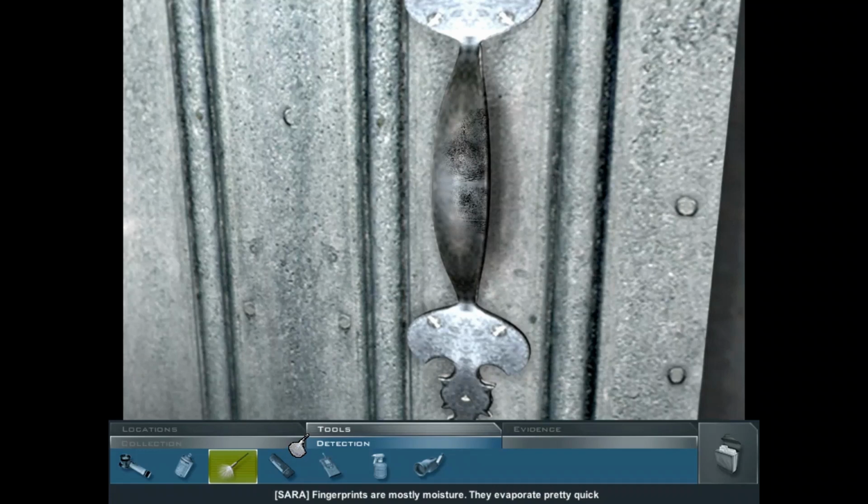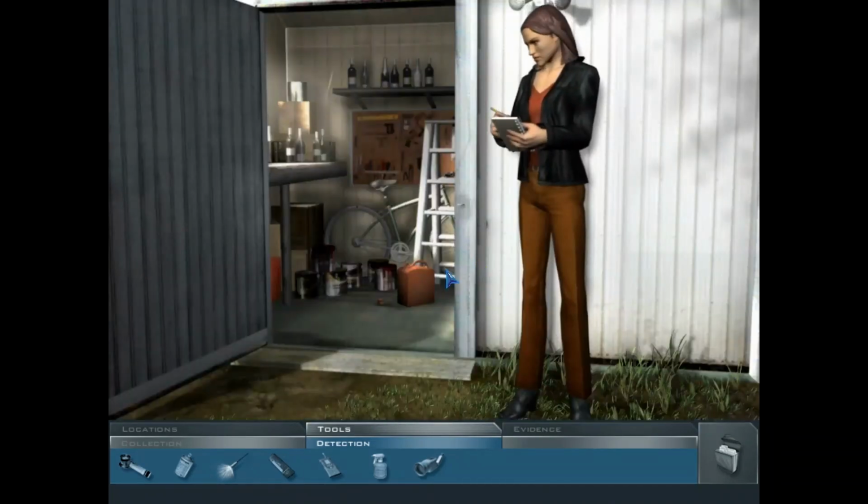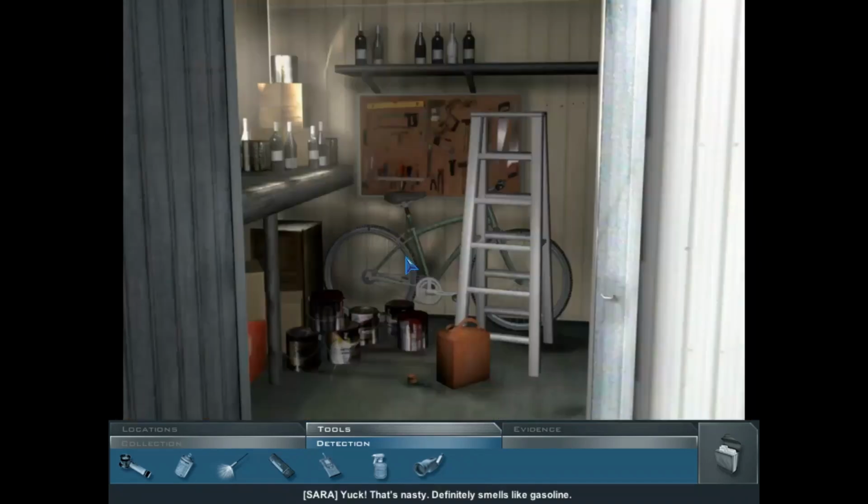Fingerprints are mostly moisture. They evaporate pretty quick in the dry air around here. Means these prints are recent. But looks like we've got two overlapping sets of recent prints. If one belongs to Gray, the computer may be able to separate them in the lab. Yuck, that's nasty. Definitely smells like gasoline.